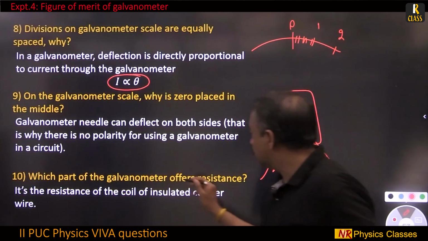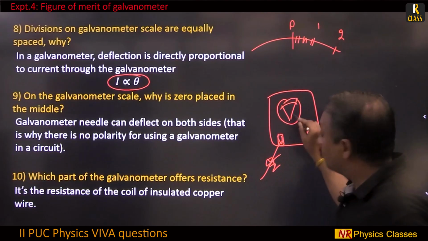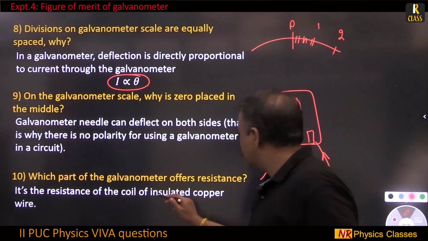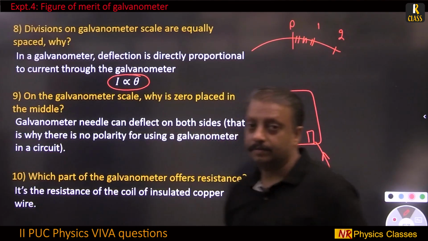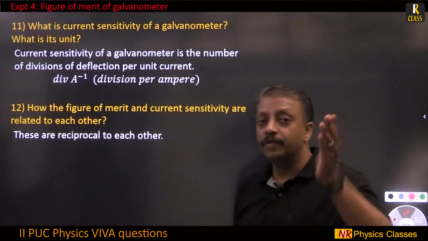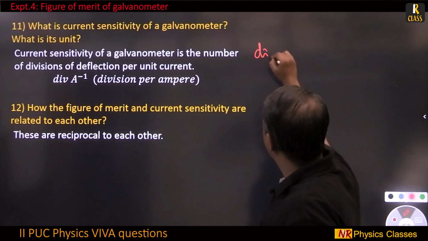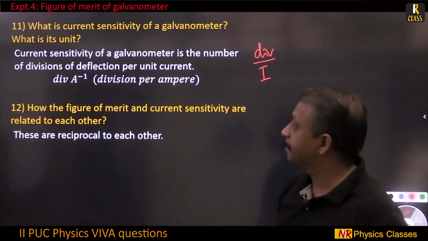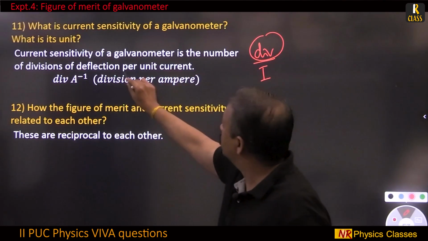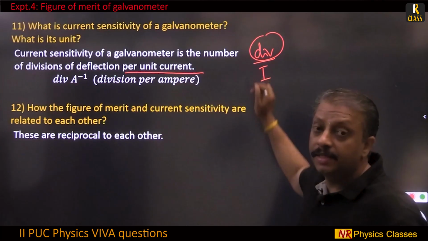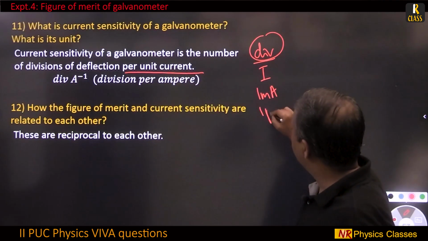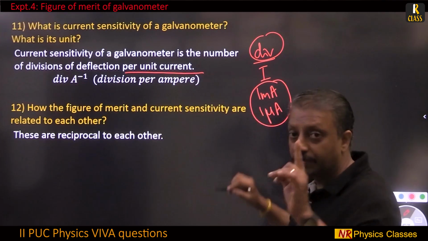Which part of the galvanometer offers resistance? Galvanometer coil offers resistance. Resistance of the coil of insulated copper wire. What is current sensitivity of a galvanometer? Current sensitivity is reciprocal of figure of merit. So it is division per ampere. Current sensitivity of a galvanometer is the number of divisions per unit current. Per unit current could be 1 milliampere, 1 microampere. This can be anything, unit value. Okay.